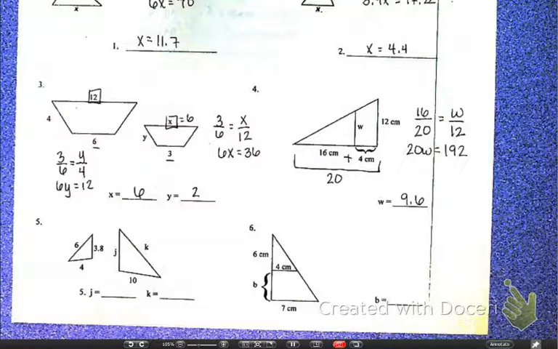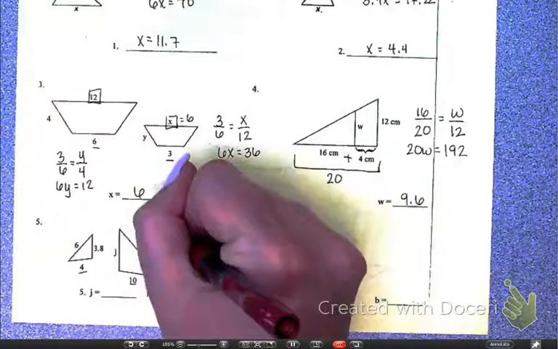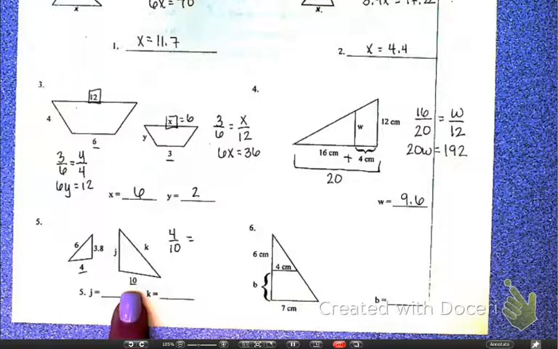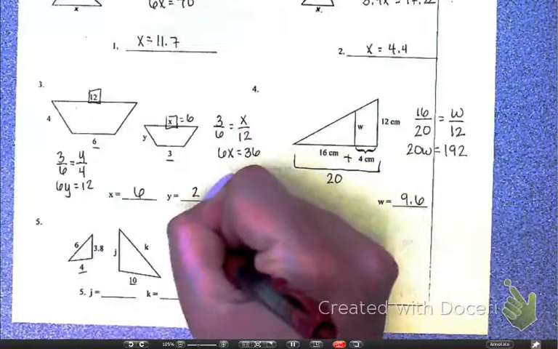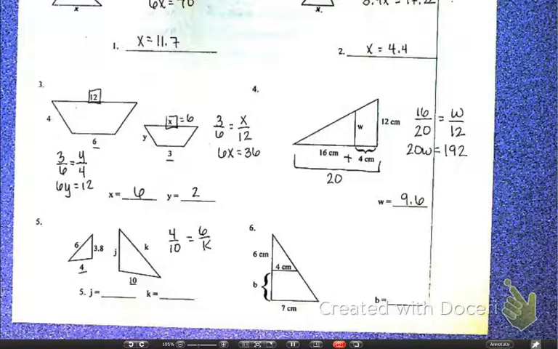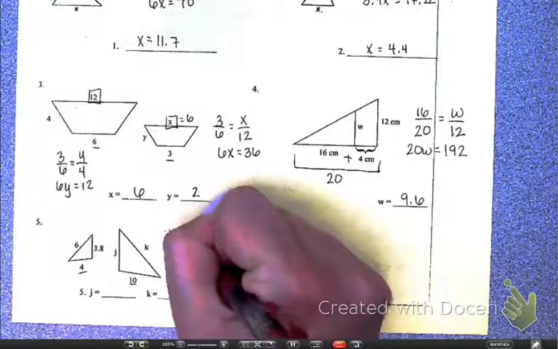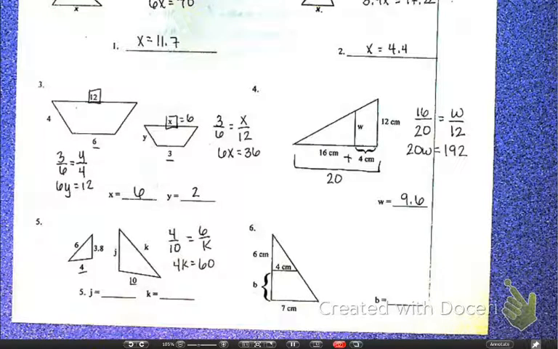Okay, let's do 5 together, and then you're going to try 6. Now, 5's kind of tricky because things are flipped around. So what two sides would I use for my initial ratio? What two sides match up? 4 over 10? Perfect. And then what are we going to solve for first, J or K? K, okay. And then what would my second ratio be? So I did 4 over 10, and I need to do 6 over K. Cross multiply. 4K equals 60. When you divide by 4, what do you get? 15.